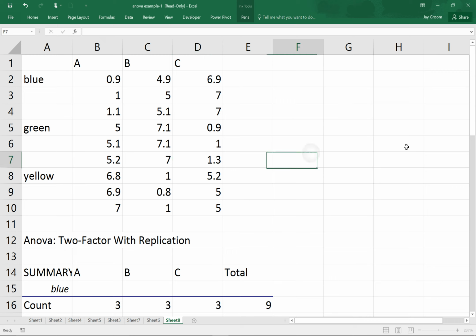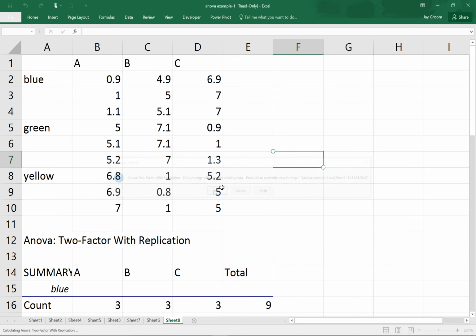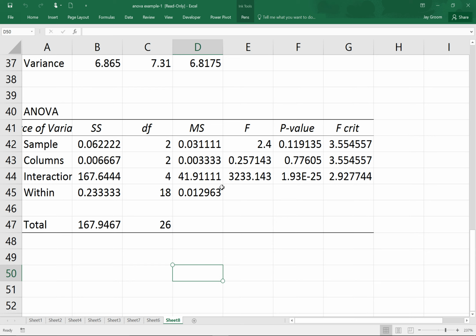Good enough. Now, that should work. I don't want to get too far afield. There we go. That's what I'm talking about. That's what I was going for. Notice how the rows, not significant. Also, columns, not significant. Holy crap, look at the interaction.